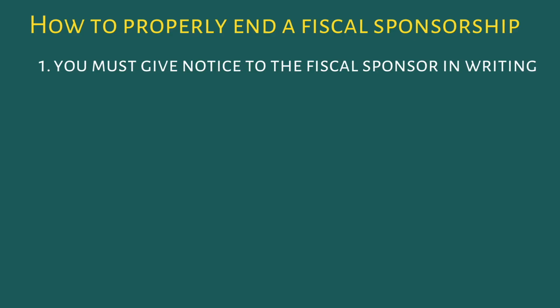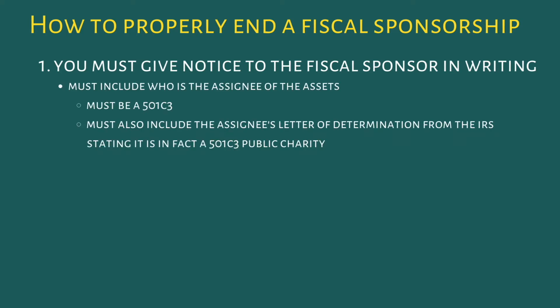Number one, notice. You have to provide notice to the fiscal sponsor in writing that you're terminating the fiscal sponsorship. In addition, in that notice, you should include a statement to the extent that there are assets remaining, who is the assignee that will receive the assets as you direct your fiscal sponsor who's being terminated, who is the assignee that is going to receive those assets.